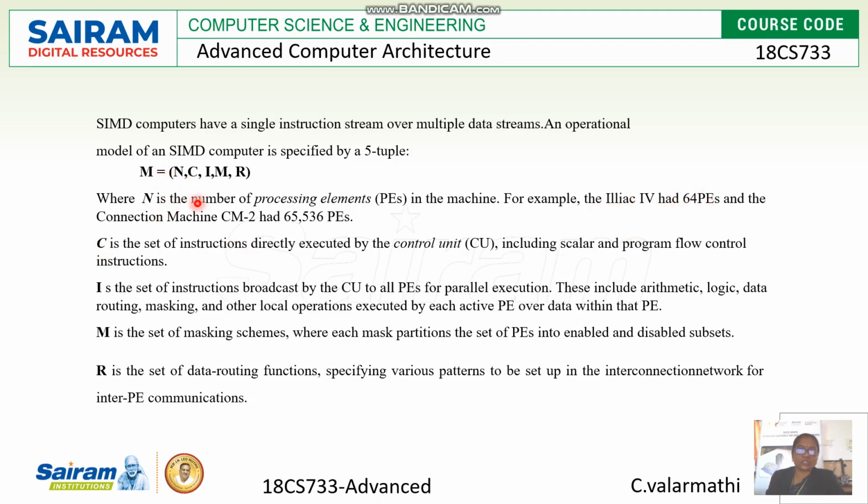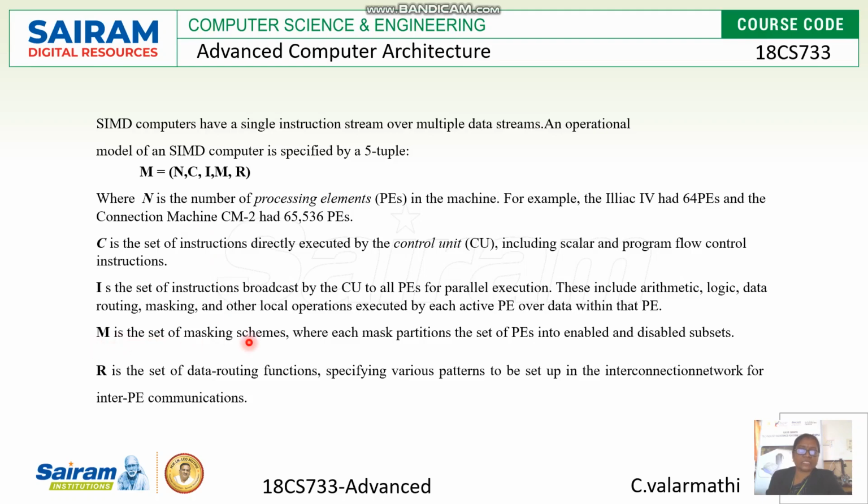N is the total number of processing elements, and C is the set of instructions directly executed by the computer's control unit. There is a difference between C and I. C is the set of instructions directly executed, while I is the set of instructions broadcast by the CU to all the processing elements. So I is the broadcast instructions, whereas C is the directly executed instructions. This is the difference between C and I.